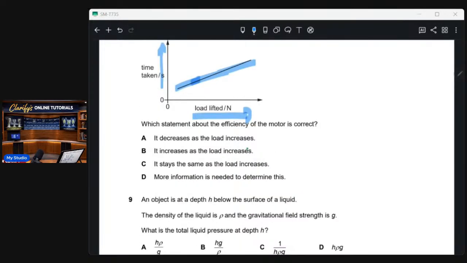So, which statement about efficiency is correct? The bigger the size, the more the time. So it's the same for everybody. Here, it decreases as the load increases. What statement can you make about efficiency? Well, efficiency, is it decreasing as the load increases? No, because efficiency is the gradient. It's constant. Okay?